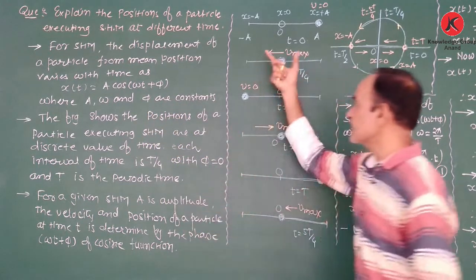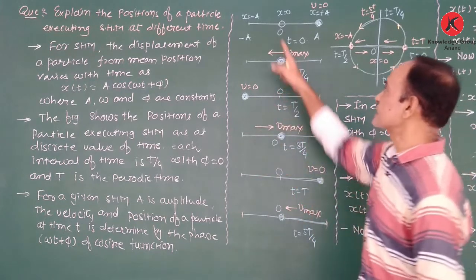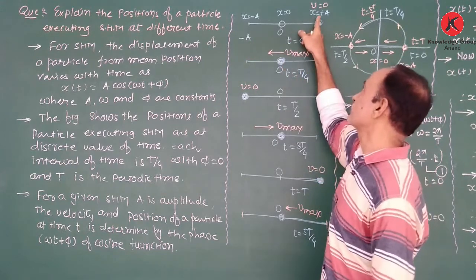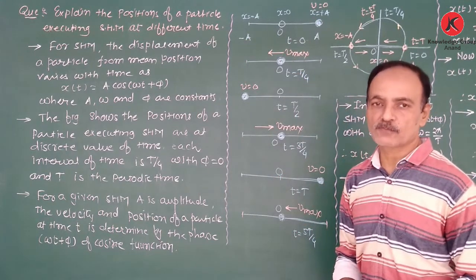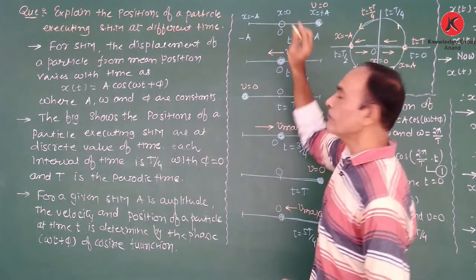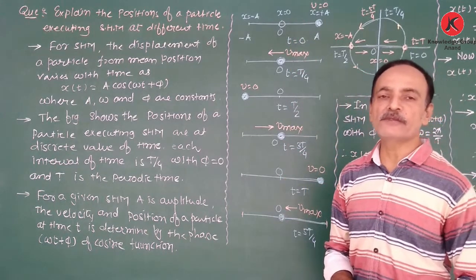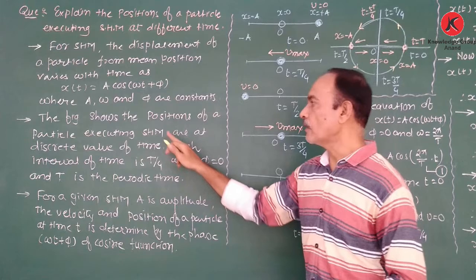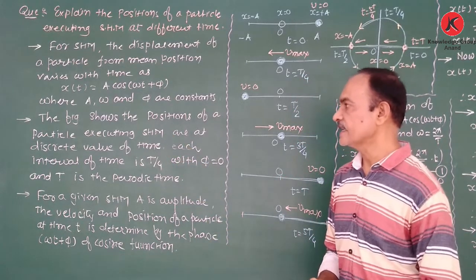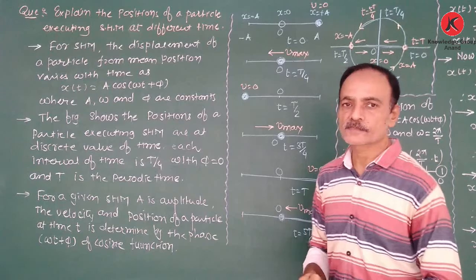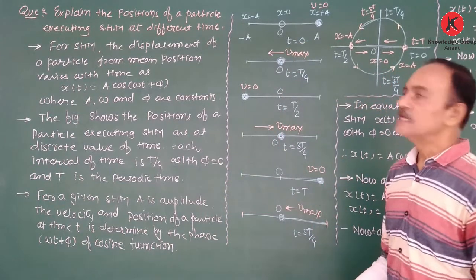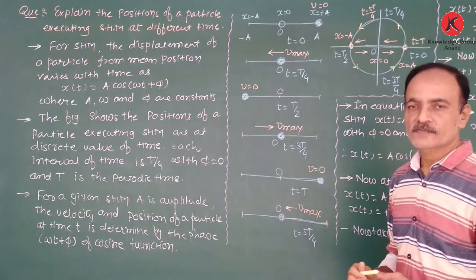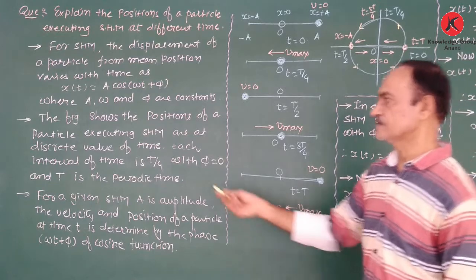Here the different figures are shown. So here the simple harmonic oscillator oscillates between plus A and minus A, the positions x equal to plus A and x equal to minus A. O is the mean position of a simple pendulum or the simple oscillator. The figure shows the position of a particle performing simple harmonic motion at discrete values of time. So these 6 figures are given. So here the positions of the particle performing the simple harmonic motion are shown at different times.